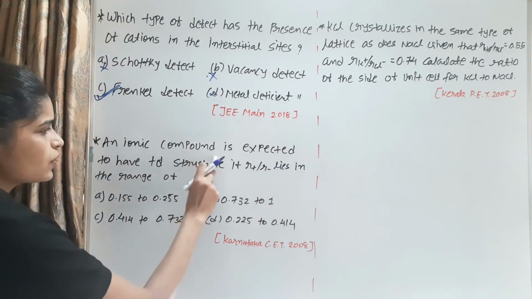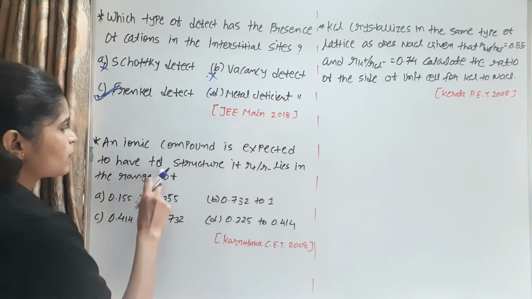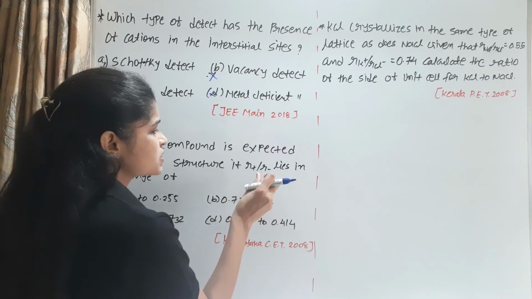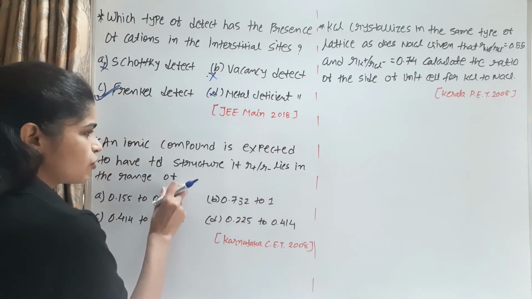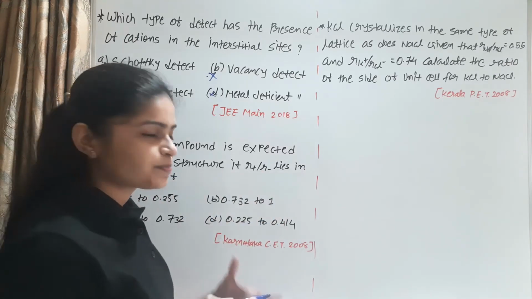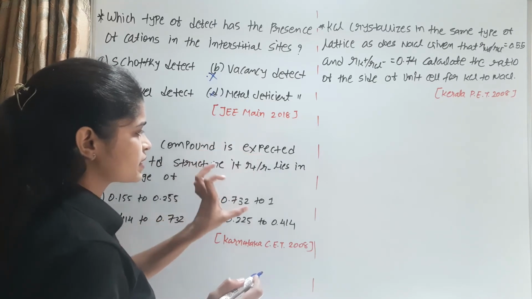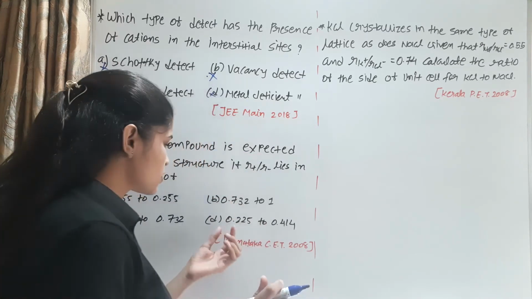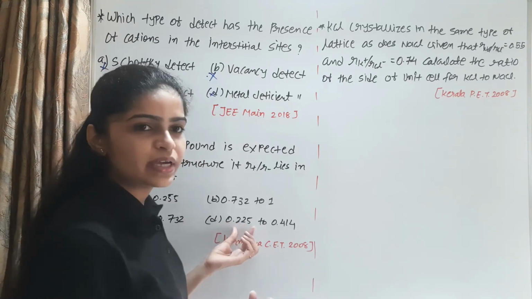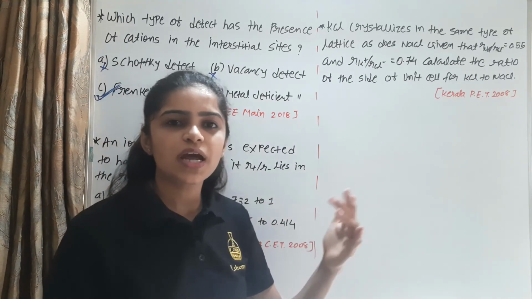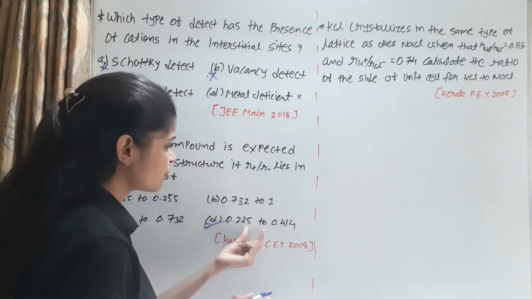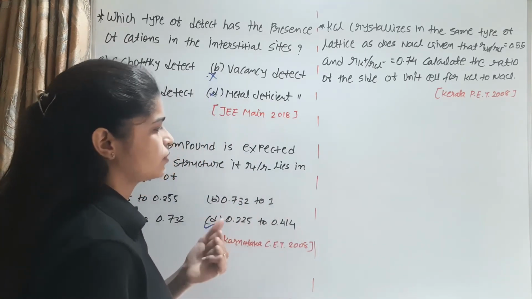Next, an ionic compound is expected to have a tetrahedral structure if R+ by R−, meaning the radius ratio, lies in the range of? We know that R+ upon R− is the radius ratio. The radius ratio of the tetrahedral void is 0.225, and the range is between tetrahedral and octahedral. So the right answer is 0.225 to 0.414.